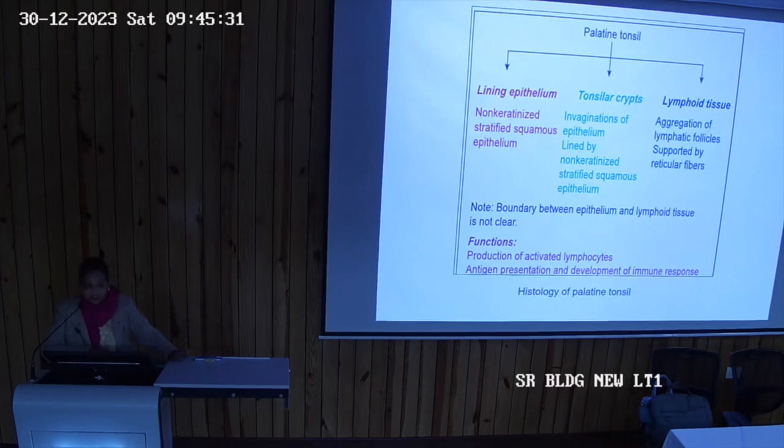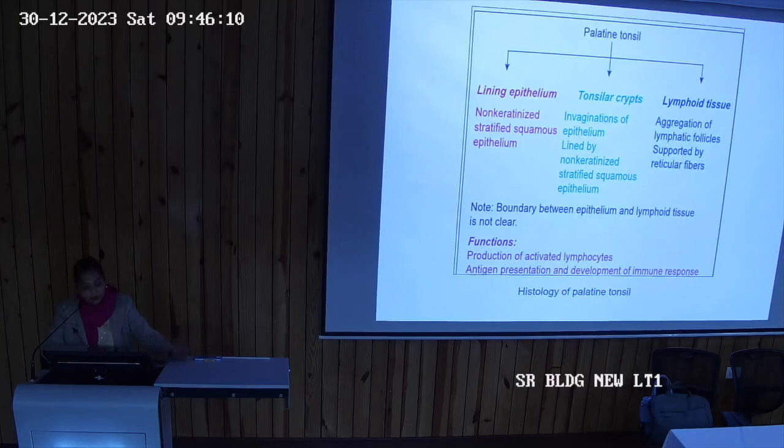non-keratinized stratified squamous epithelium. Now this epithelium invaginates inside and forms tonsillar crypts. Yes, again there are tonsillar crypts. These are lined by non-keratinized stratified squamous epithelium. Then the lymphoid tissues are there, which are aggregations of lymphatic follicles supported by the reticular fibers. All these lymphoid tissues have reticular cells and reticular fibers. Reticular fibers are type 3 collagen fibers. They form a supporting network for the lymphoid tissue.